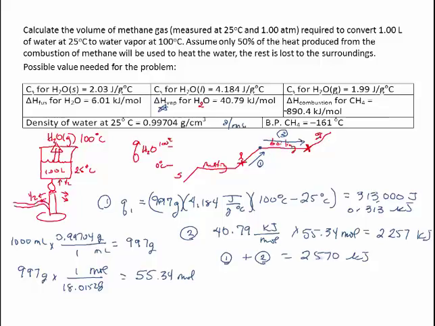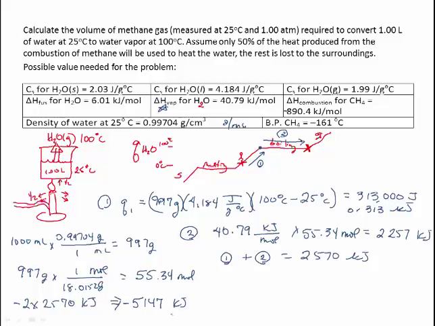We need 2,570 kilojoules, but we know that only half of it goes into that. So if we double that number, 2 times 2570, and we change the sign because we have to give it off by the methane in order for it to be absorbed by the water, this is going to give me the amount of heat needing to be generated by the methane to be a negative 5147 kilojoules. So that is the heat released by the methane.